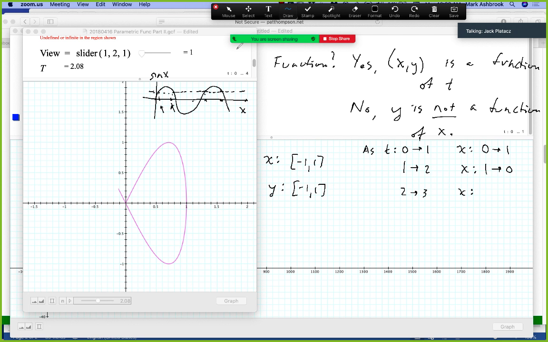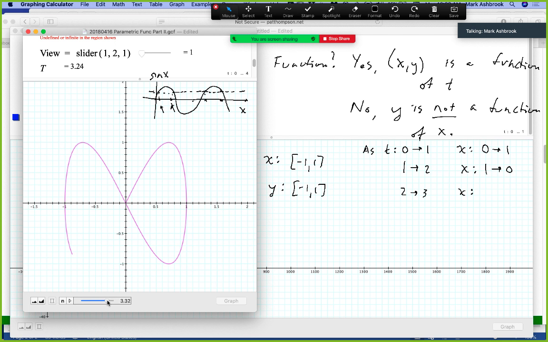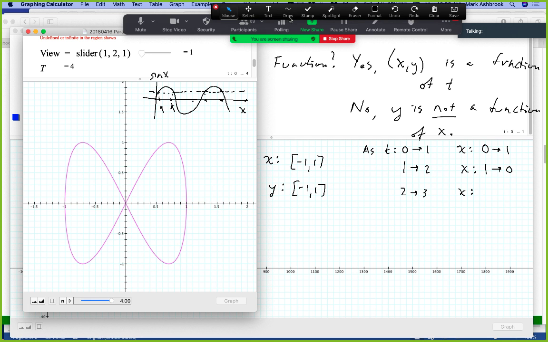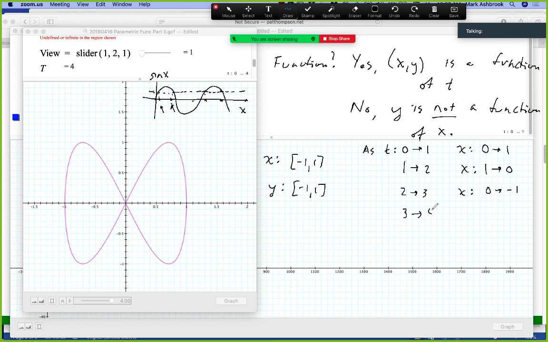0 to -1. Let me show you that. I'll just show it all at once here. So here's t going from 2 to 3. X is going from 0 to -1. Does everyone see that? And then as t goes from 3 to 4, x goes from -1 back to 0. So what?